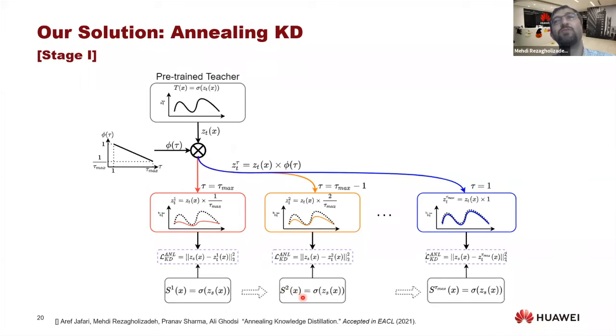And gradually during training, we decrease this temperature. And at the end, we set it to 1 so that the student follows the original output of the teacher. So that's what we propose in stage 1 of this training. And in stage 2, we just apply cross-entropy loss for training the students.